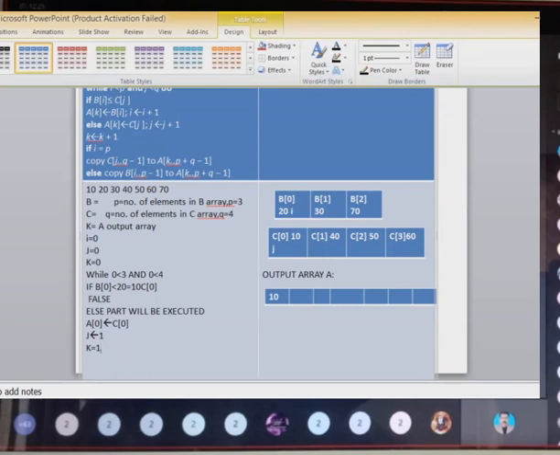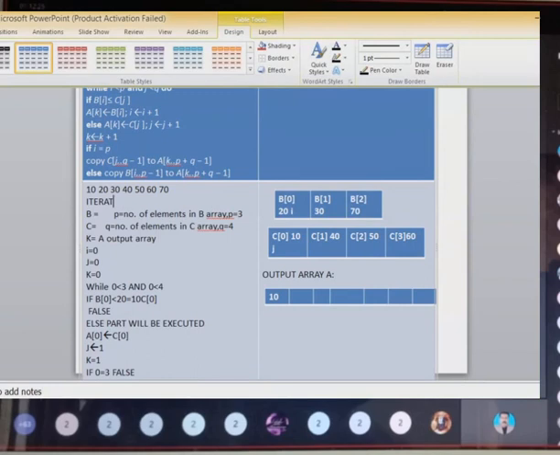Now, if I equivalent to P, that is the final step. If I equivalent to P, copy the C array to A array, else copy the B array to C array. Now check, I equivalent to 0. What is I equivalent to P? What is the value of P? Number of elements in the B array, right? This is false. Next, iteration 1. It is very easy. Iteration 1.